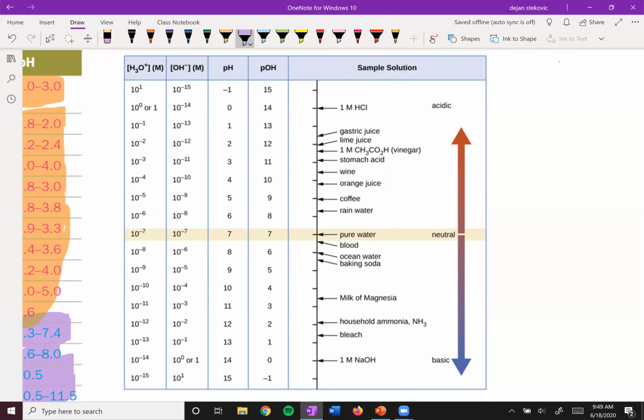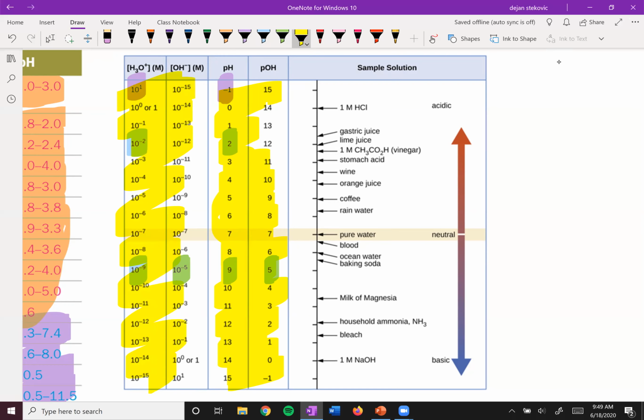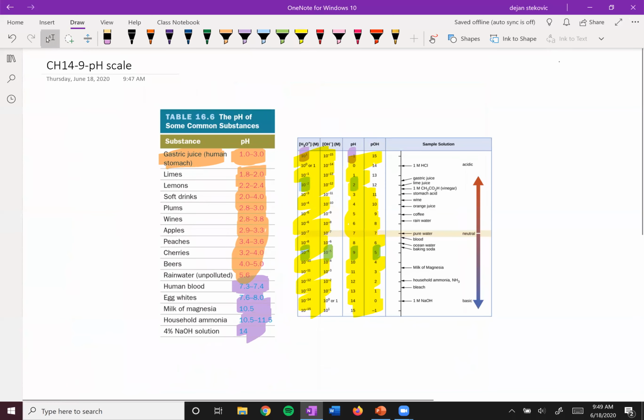I like this one because it relates your concentration of H plus to your pH, and you see the relationship between the exponents and the value, right? So 10 to the negative 2, that's a pH of 2. 10 to the negative 9, that's a pH of 9, and vice versa for pOH, right? 10 to the negative 5, 5. And you'll see whenever you sum these two numbers, they will always be equal to 14. And when you multiply these two numbers, they'll always equal 1 times 10 to the negative 14.